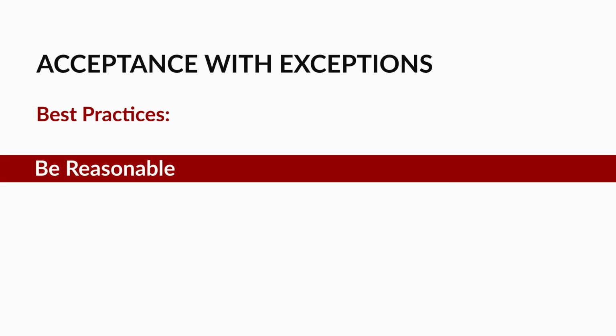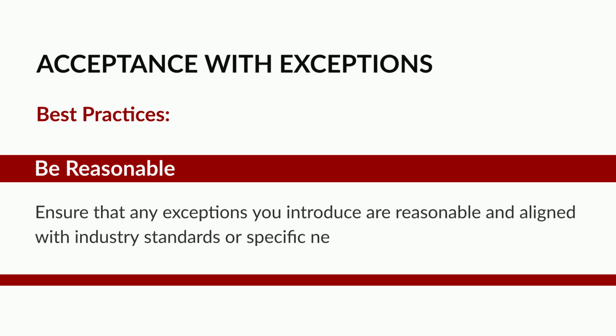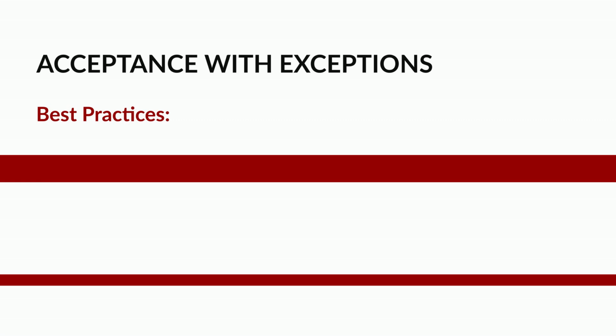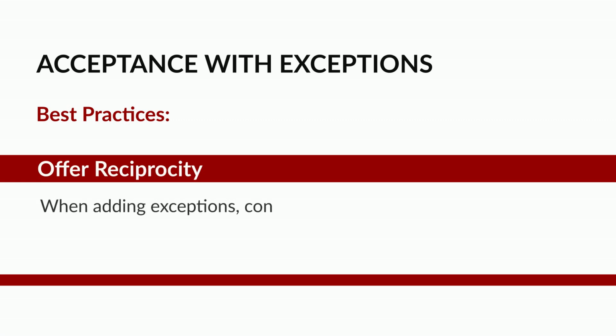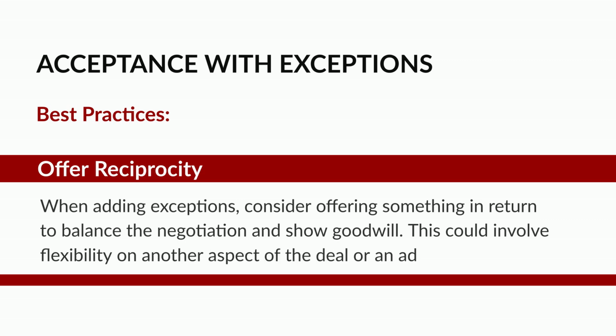Best practices. Be reasonable. Ensure that any exceptions you introduce are reasonable and aligned with industry standards or specific needs that can be justified. Offer reciprocity. When adding exceptions, consider offering something in return to balance the negotiation and show goodwill. This could involve flexibility on another aspect of the deal or an additional benefit for the other party.